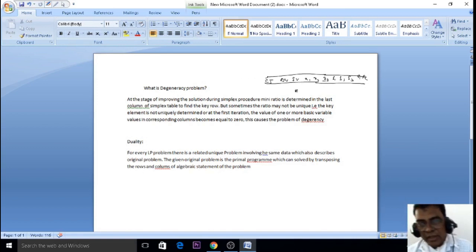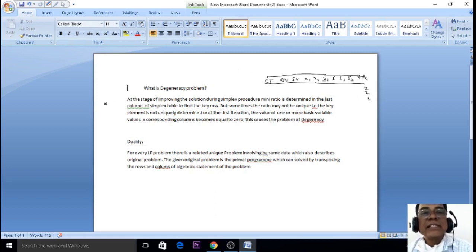Everybody knows this one. Sometimes in the minimum ratio column, suppose you get a minimum ratio of 2 and 4. As per the definition, always give the first preference to the key row minimum positive value. But here there are two minimum positive values. Which is the best, whether I select this one or this one? This type of point, where any such tie arises, is called degeneracy.